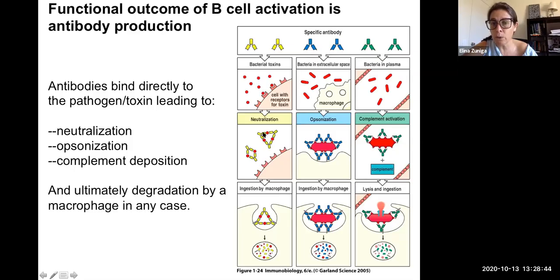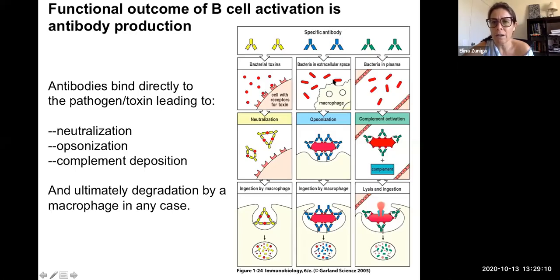And so because the antibody directed to that protein will neutralize that protein, now the virus cannot bind to the receptor and cannot infect the cells. So it helps prevent infection by neutralizing the virions. So the antibody binding to the pathogen or toxin can also lead to opsonization.